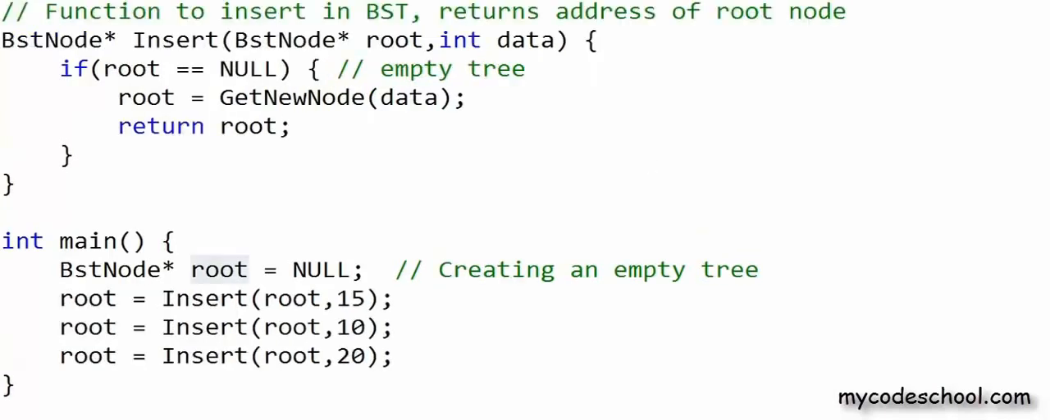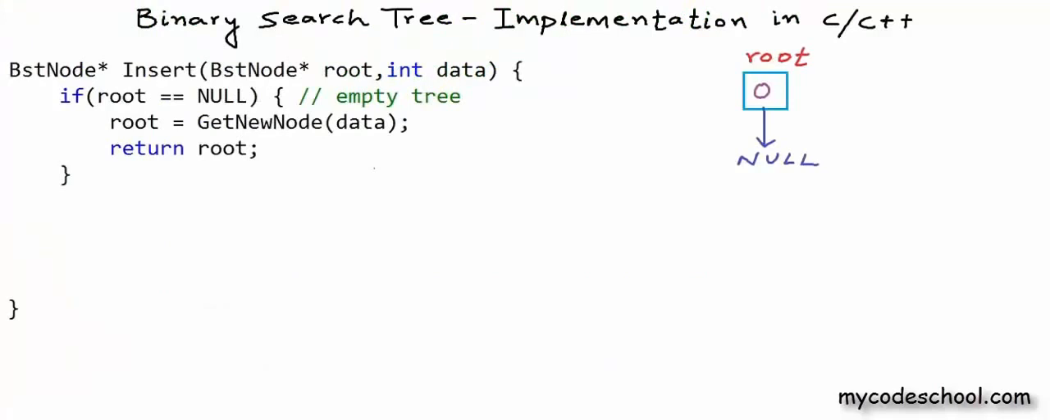Actually, there is another way. Instead of declaring root as a local variable in the main function, we can declare root as a global variable. A global variable, as we know, has to be declared outside all the functions. If root were a global variable, it would be accessible to all the functions, and we would not have to pass the address stored in it as an argument.